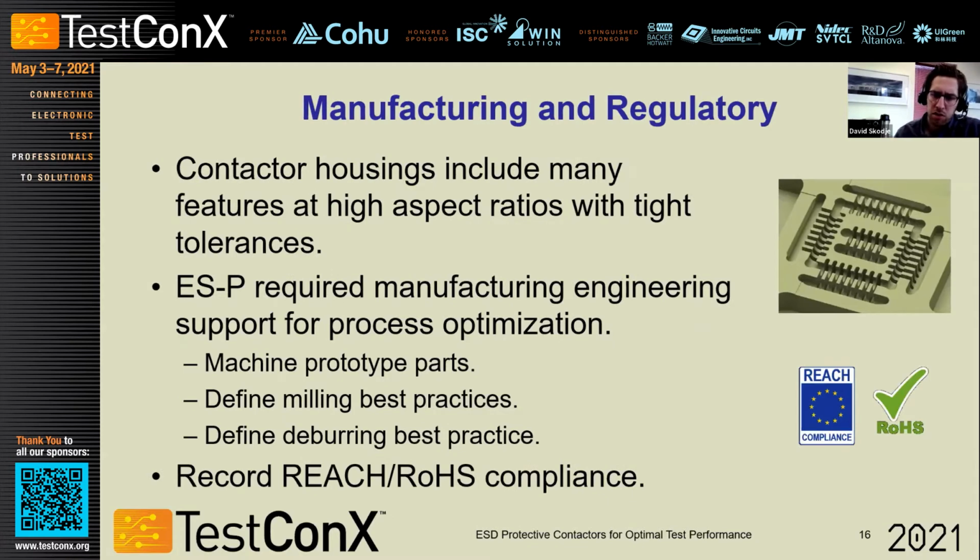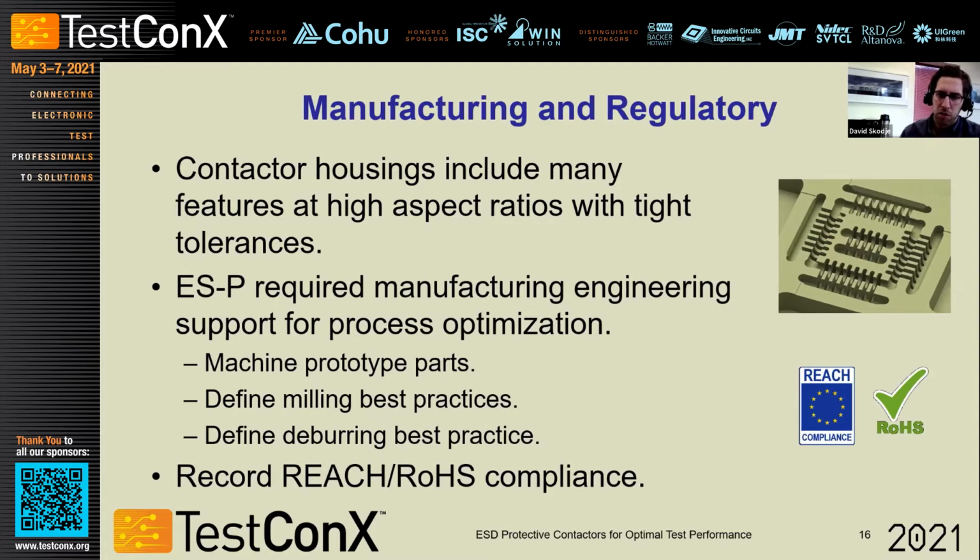Another very important step in the development of a new material is manufacturability. Johnstech engineering demands really tight tolerances and high aspect ratios on our contactor drawings to ensure repeatable performance. For a new contactor material, that can bring in some challenges for operations. So early in the development, we enlisted the support of manufacturing engineering to aid with process optimization.